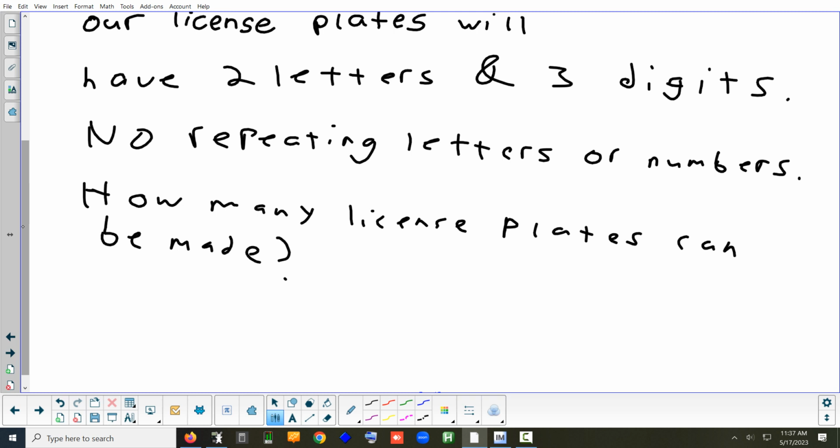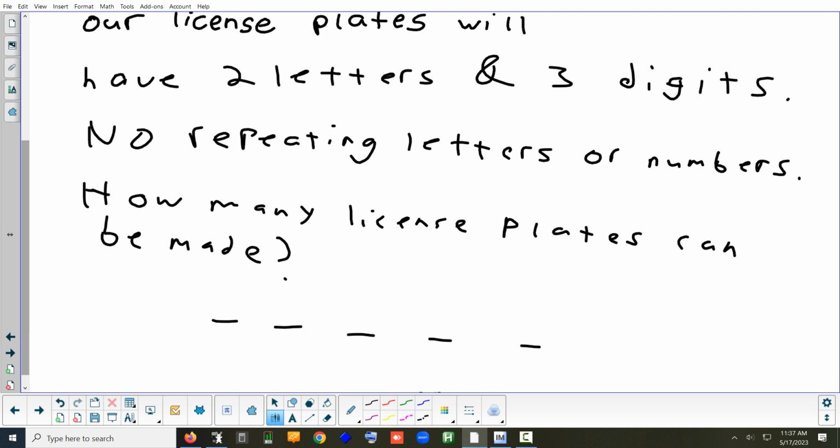So we're making license plates that have five characters in them. It says that our license plates are going to have 2 letters followed by 3 digits. And it says that there are no repeating letters or numbers. So as long as we take that into account, that's kind of like the reward problem. There were no repeating rewards. You can still use this principle.